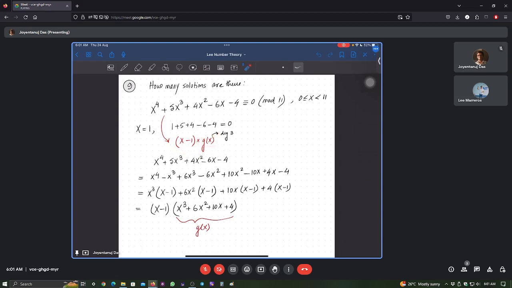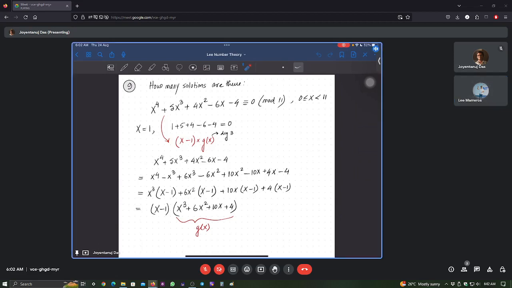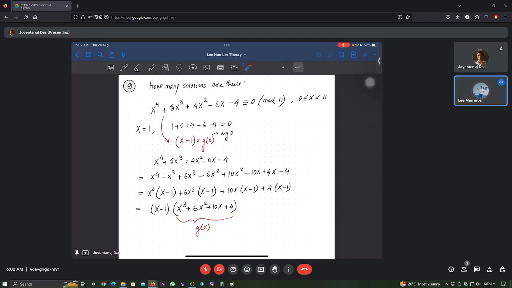Now we have to find another polynomial g(x), such that x minus 1 times this g(x) will give us the original polynomial, right? So how to do that? This part, is it clear? Yes, we were factorizing x minus 1, and then we have g(x), and then we need to keep factorizing that g(x), right? So how we obtain g(x), this part is clear, right?